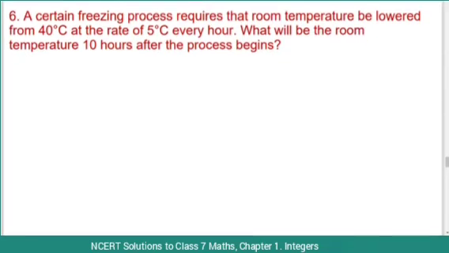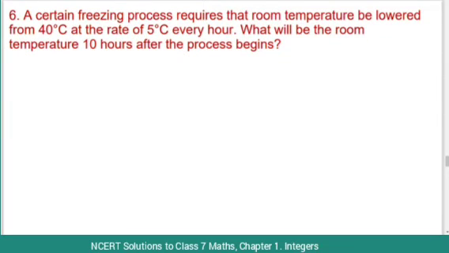Sixth question. A certain freezing process requires that room temperature be lowered from 40 degrees Celsius at the rate of 5 degrees Celsius every hour. What will be the room temperature 10 hours after the process begins?